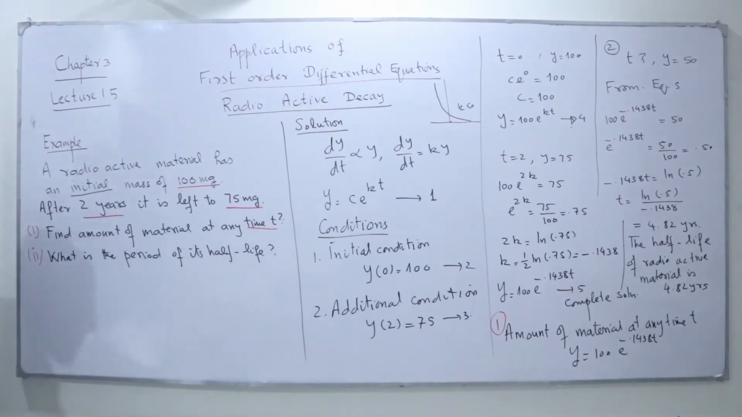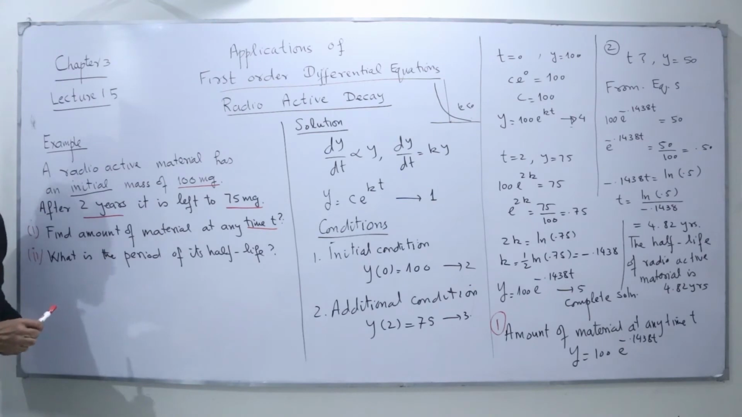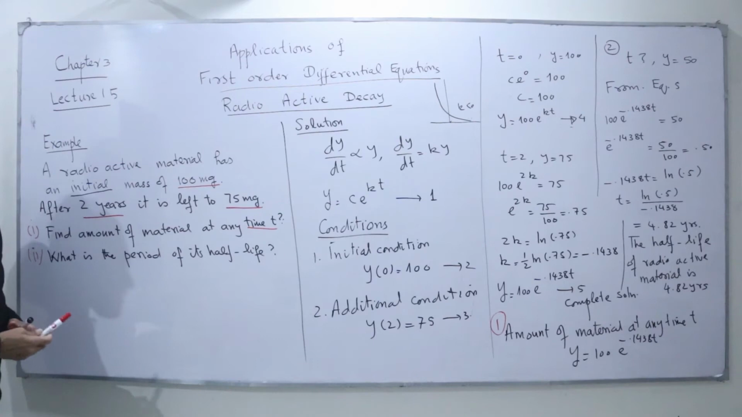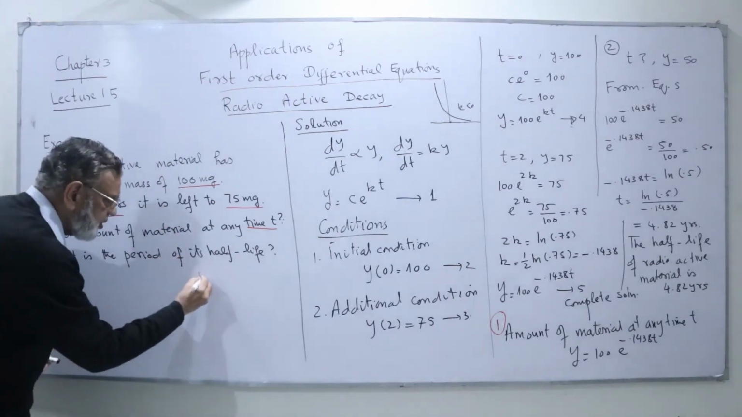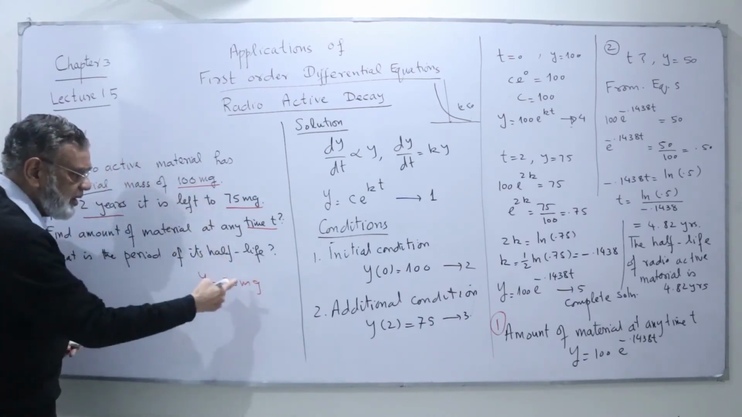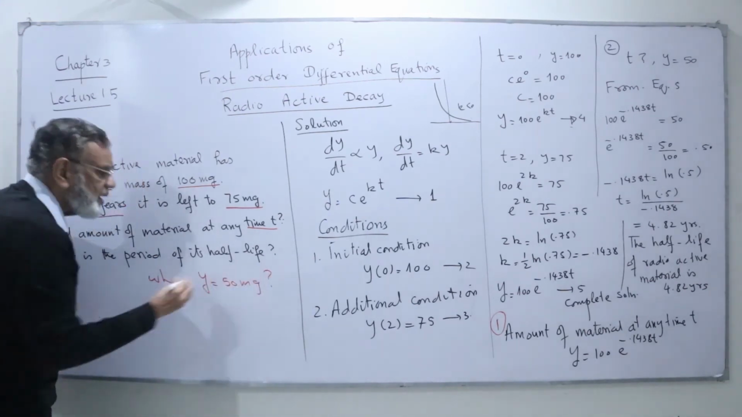We're given a radioactive material with an initial mass of 100 milligrams. After 2 years, it's left with 75 milligrams. First, we want to find the amount of material at any time t, that means the formula. And number 2, we want to find the period of its half-life. The half-life means the time when y is left to be half of 100, that is, when we get 50 milligrams.